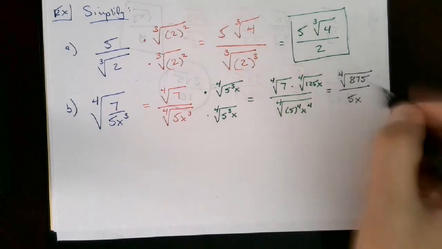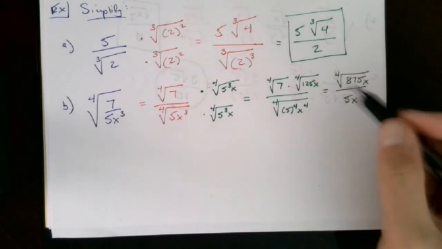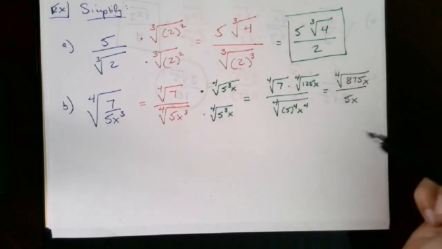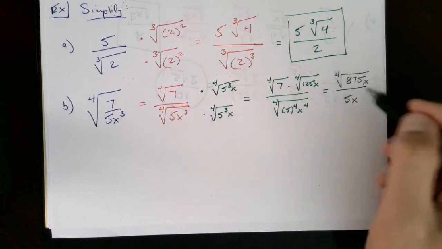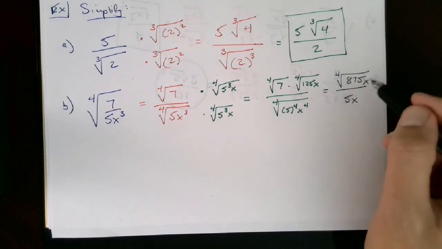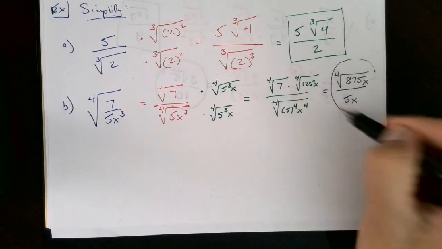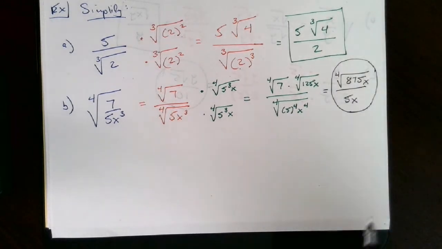And I just noticed I lost my x. There should be an x there, right? It's the fourth root of 875x over 5x. But it still does not have any perfect fourth powers, so that's our answer, and it's rationalized.